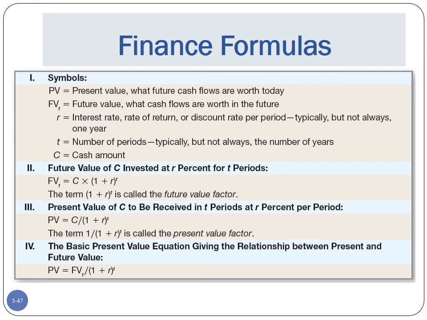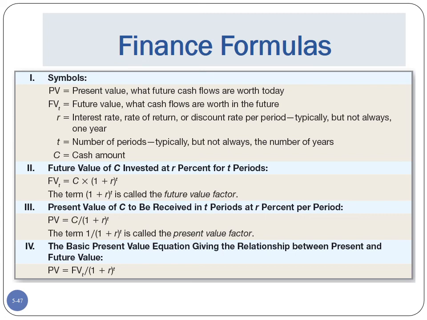Here are some finance formulas. You want to remember these. PV, present value, is what future cash flows are worth today. FV is future value, what cash flows are worth in the future. R is the interest rate, the rate of return or discount rate per period. Periods are typically, but not always, 1 year. And T is the number of periods, typically, but not always, the number of years. And C is the cash amount.